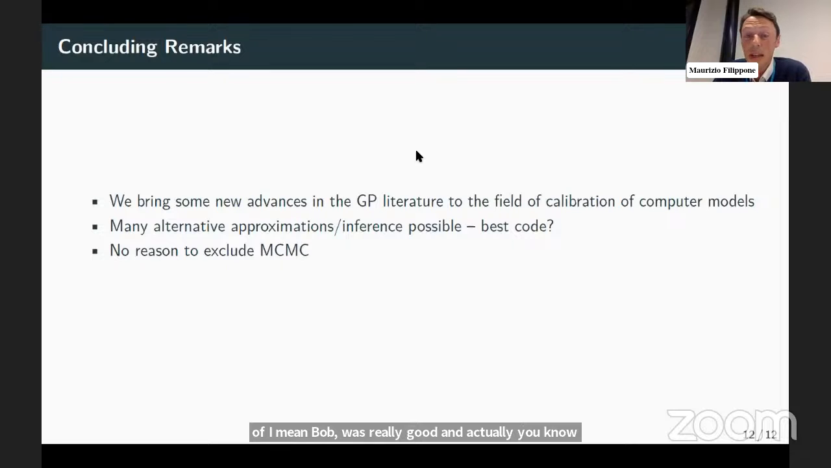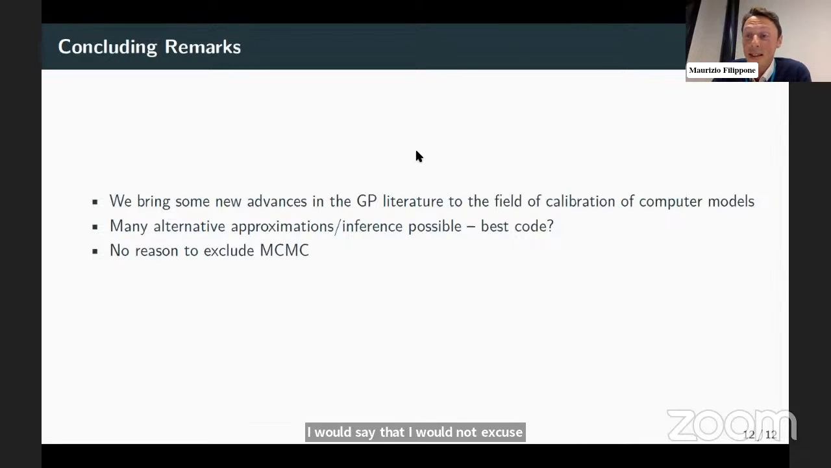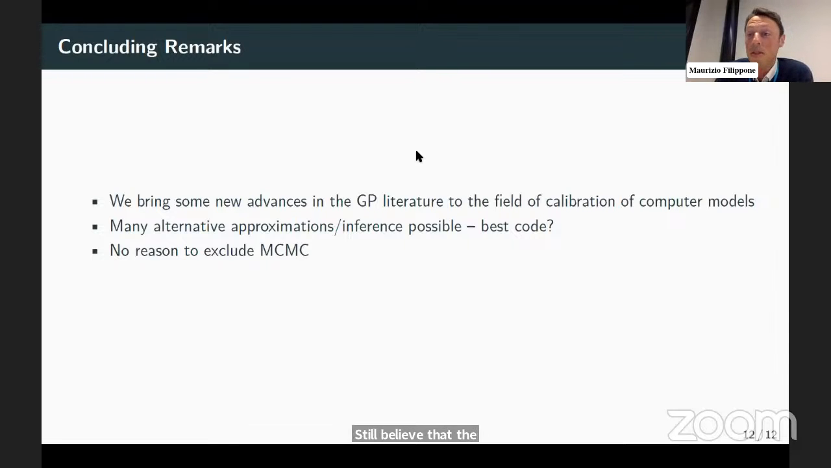And today, I would say that I would not exclude MCMC. In machine learning, a lot of people still believe that variational inference is super fast compared to MCMC. There is some truth to it, but definitely if you care about uncertainties and your code is expensive to run, you may afford to run MCMC in the end. And it's also very scalable and works really well.